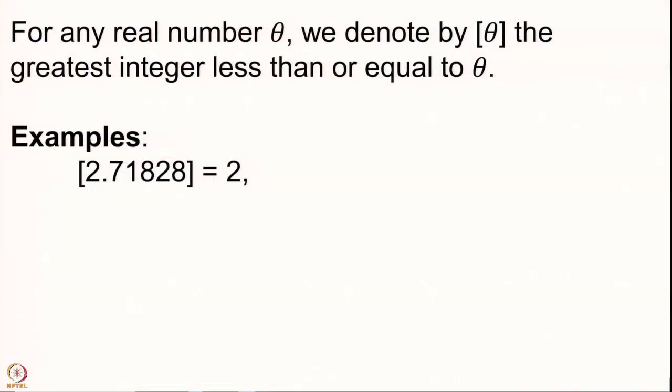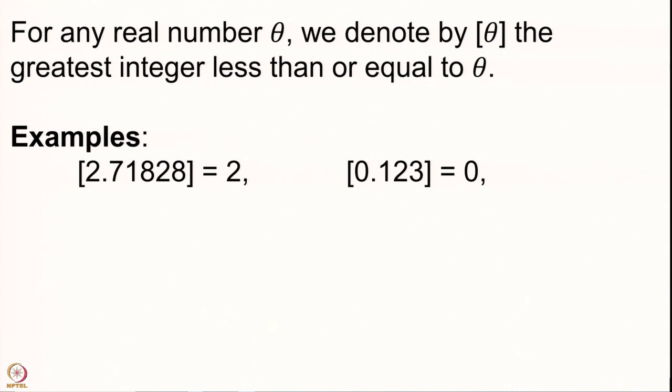So, let us look at some examples. If I have 2.71828, if you remember, this is the expansion for e, the Euler number, where it does not stop at the 8 that we have given, but goes beyond. The floor function for this is equal to 2, because 2 is less than this number and 3 is not less than this number. So, the greatest integer less than or equal to this quantity is 2. If you have your number to be 0.123, obviously it is clear that the floor function now gives you the value 0.